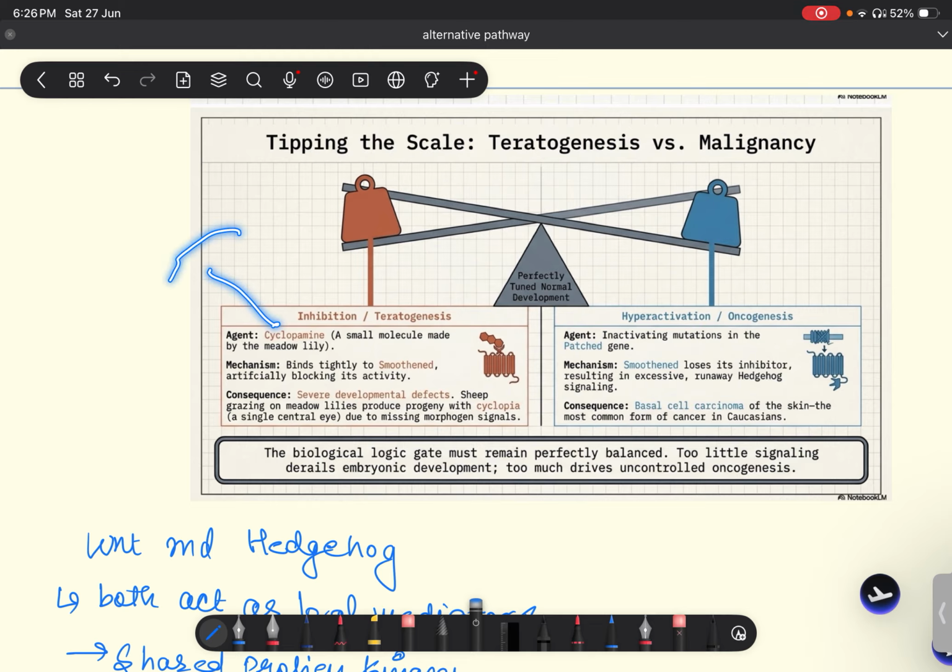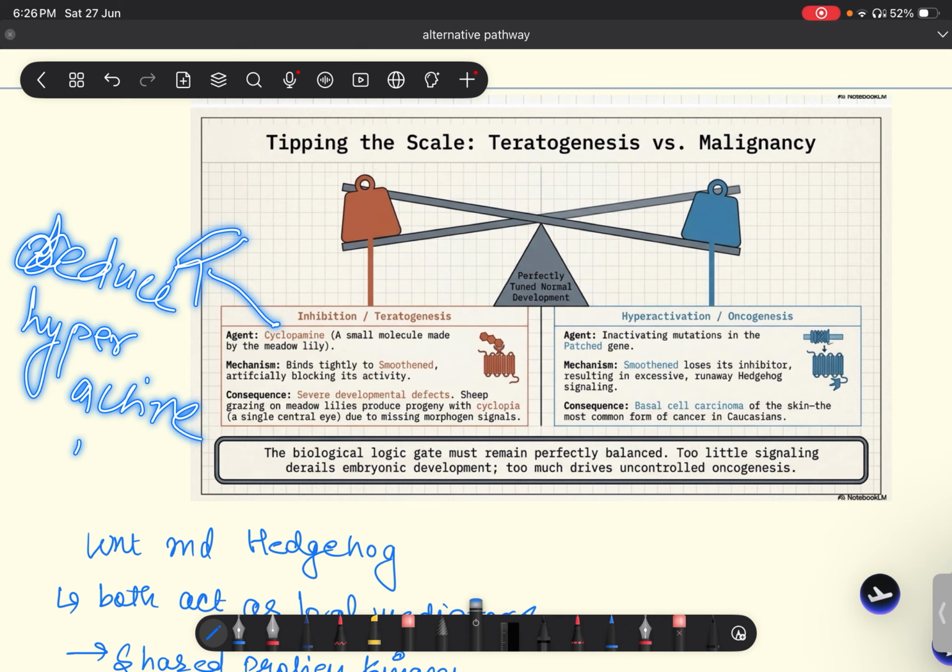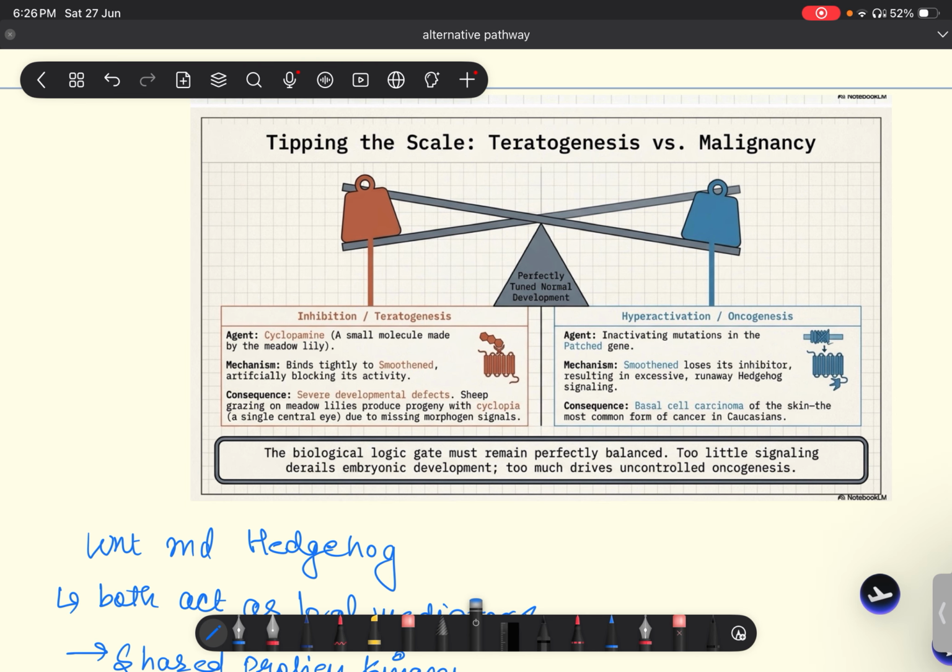So can it be useful to reduce hyperactive signals? Definitely, this compound can be useful.